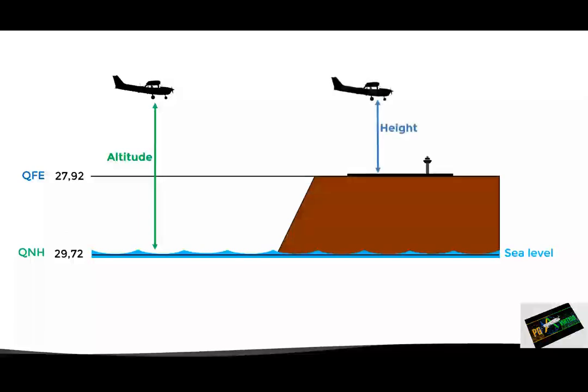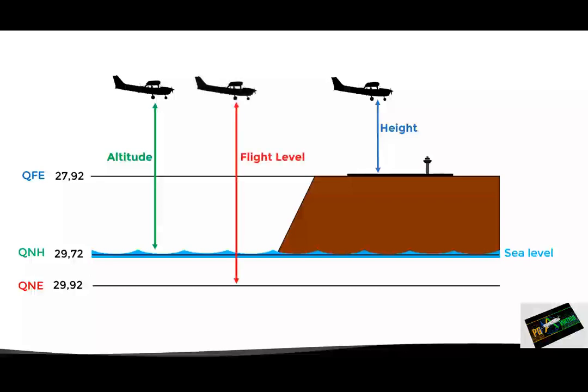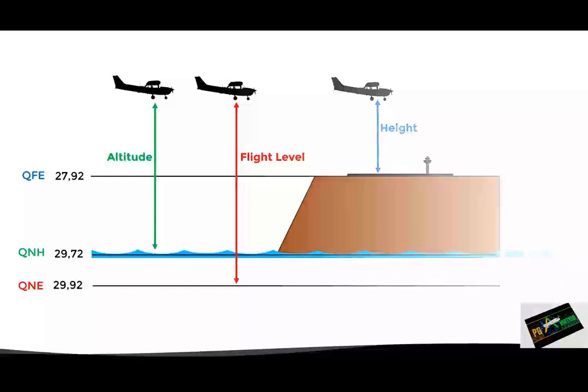above the airport. Now, apart from these two settings, there is another one known as QNE, or standard setting, which always represents the pressure level of 29.92 inches of mercury, or 1013 hectopascals, which in this particular case is below mean sea level. If the pilot adjusts the altimeter with the QNE, it will indicate the current flight level. With this in mind, let's see a little summary.